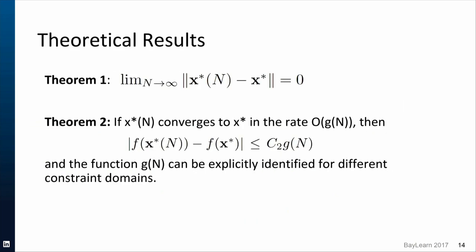What we were able to show is the following: if xn star denotes the optimal solution to the problem and x star is the true solution, then as the number of points goes to infinity, the points converge to the true solution. Moreover, we can show some finite sample results where f of x converges to the true solution f of x star at a particular rate. And this rate can be identified from problem to problem.